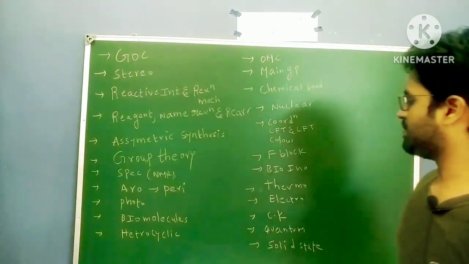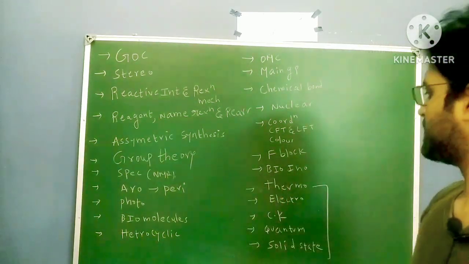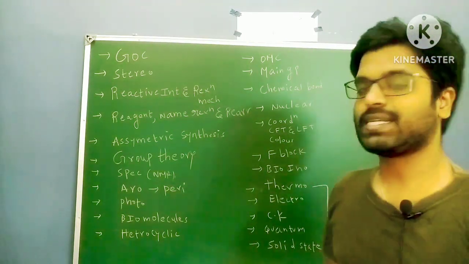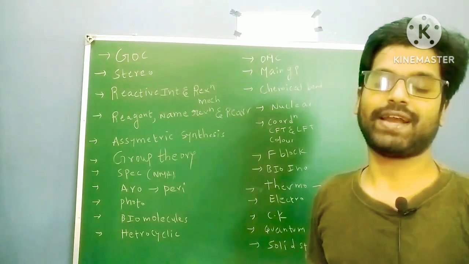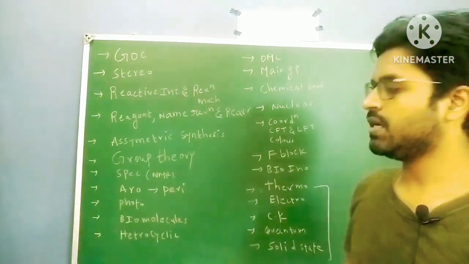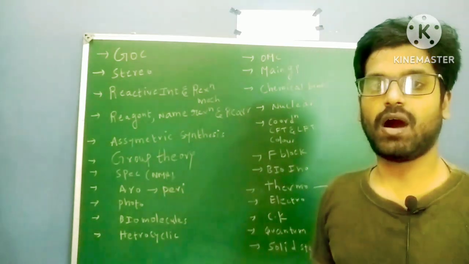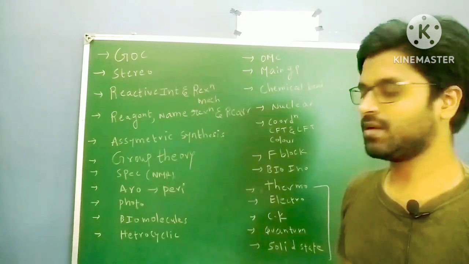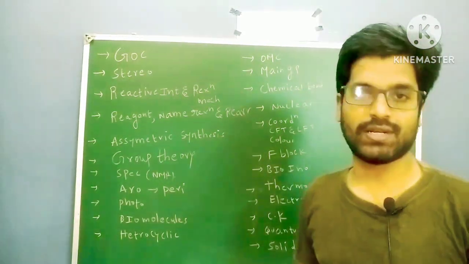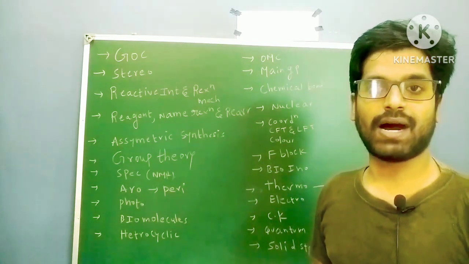If you see physical chemistry, these five chapters, especially thermodynamics, electrochemistry, chemical kinetics, quantum chemistry, and solid state, are very important. In these five chapters, I have already made short notes, or you can say an important formula list, regarding thermodynamics, chemical kinetics, and solid state. These three chapters you can find in the BARC playlist.